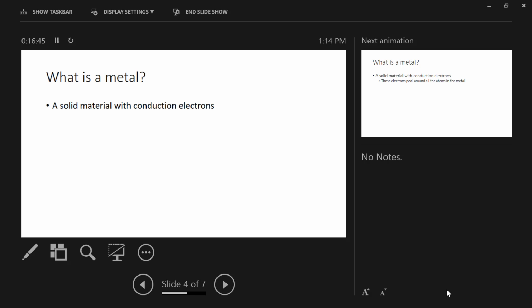And here's what these electrons are. So these electrons pool around all the atoms in the metal. So in ionic bonds, the electrons transferred from the cation to the anion, right? Oh, sorry, I need to let you write this. I got really excited. Go ahead, I'll be quiet.